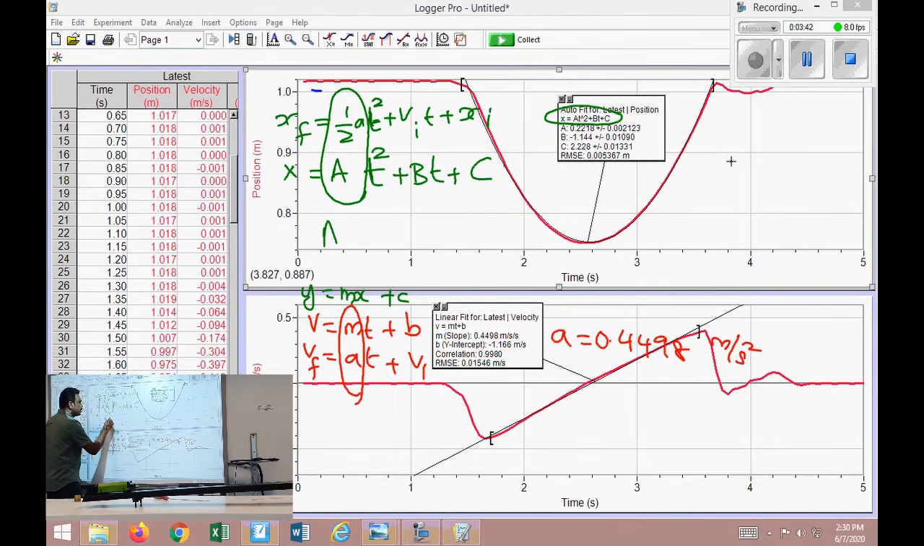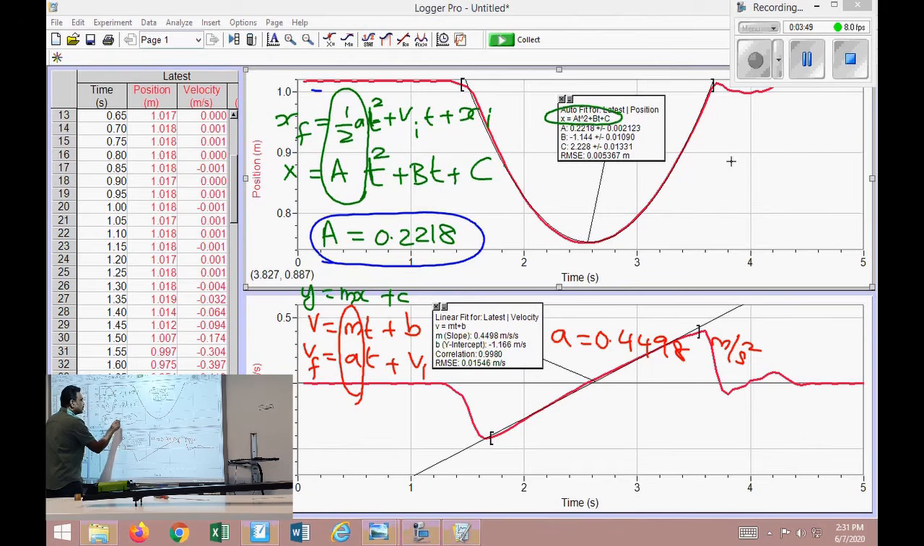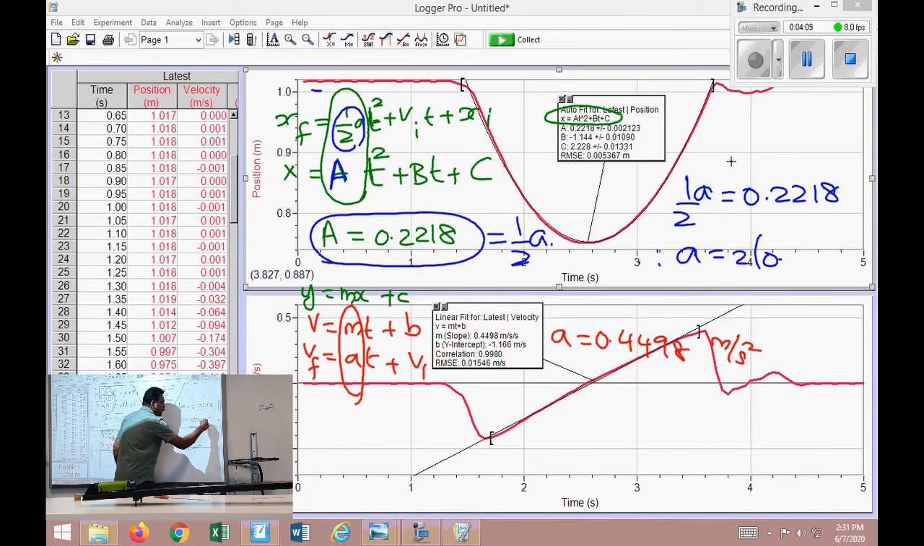A is 0.2218. That means this is half acceleration. Half acceleration is equal to 0.2218. Therefore, acceleration is 2 times 0.2218. So it will be 0.4436 meter per second square.